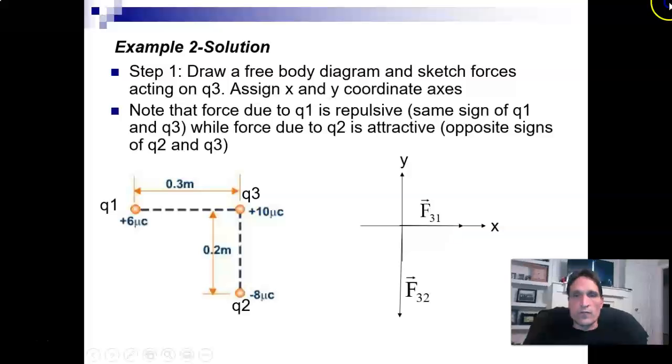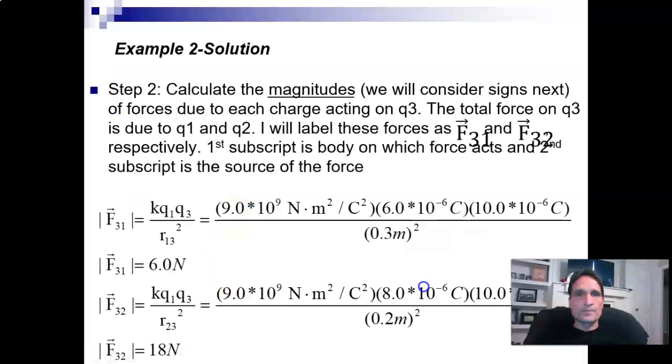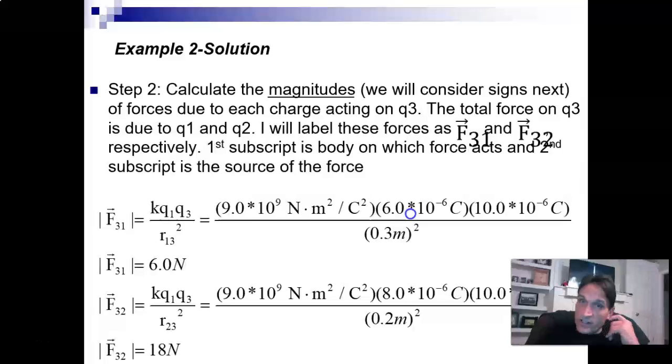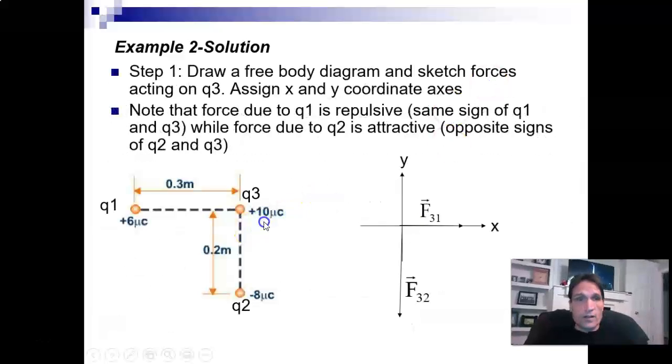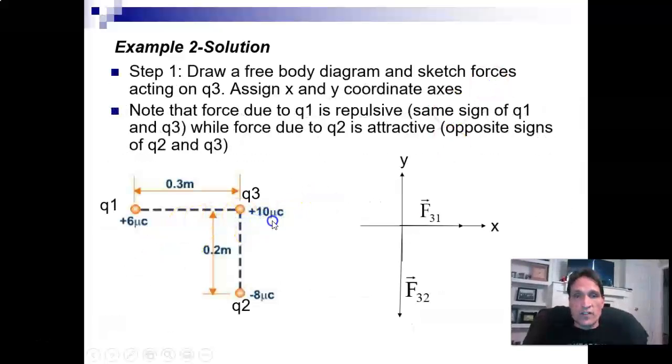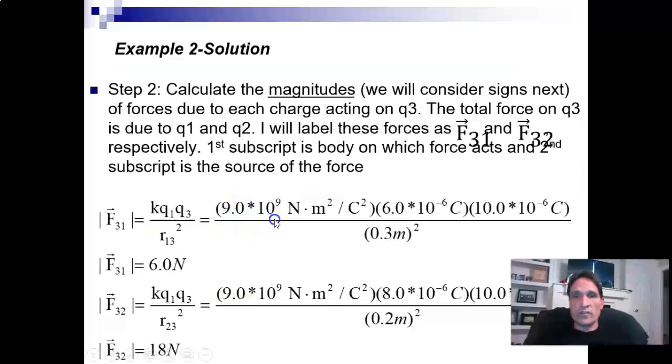So we've drawn our free body diagram. We've assigned a coordinate system. We've drawn the vectors. Now we need to get the magnitude of each vector. So we use Coulomb's law. And so we can plug in the magnitude of charge 1, which is 6 times 10 to the negative 6 coulombs. And we can plug in the magnitude of charge 3, which is 10 times 10 to the negative 6 coulombs.